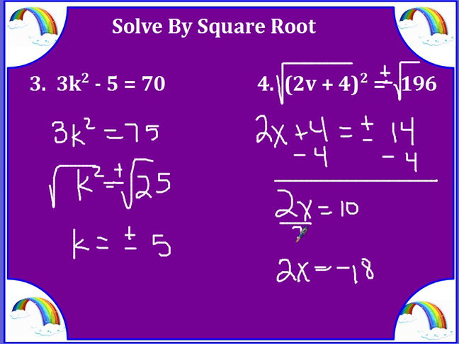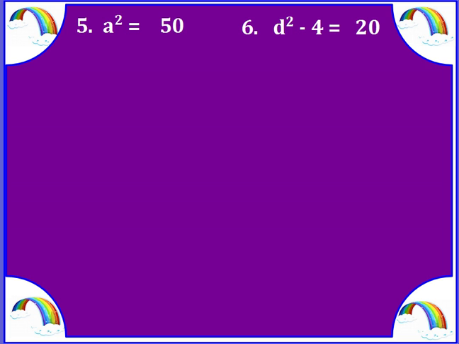Then let's go back to this first one, finish it out. So one root is 5, and then we will divide this one by 2, and the other root is going to be negative 9. Let's take a look at a couple more.